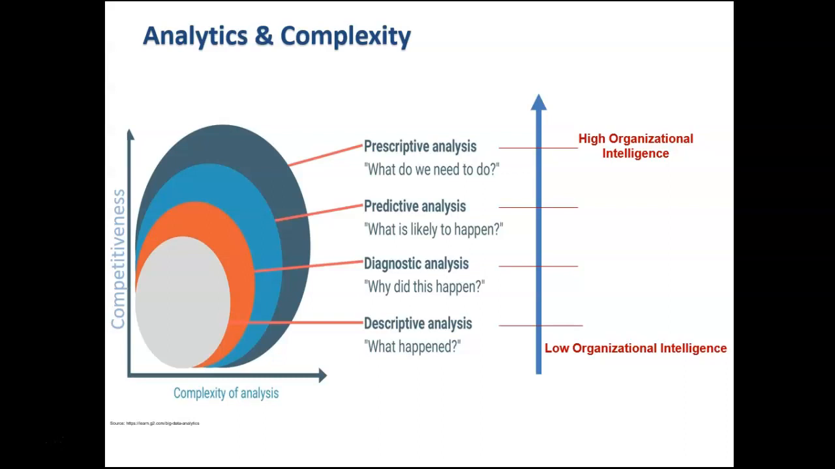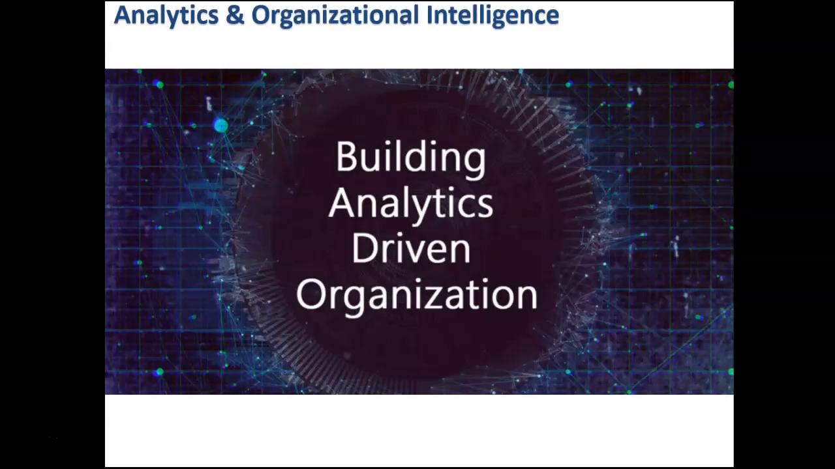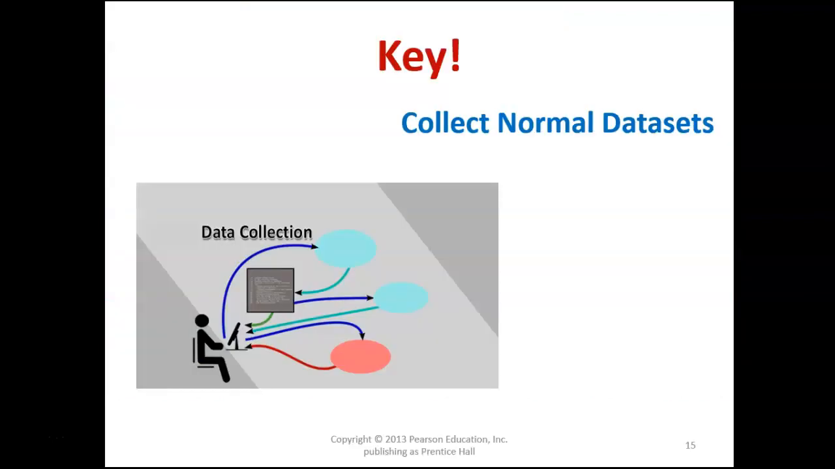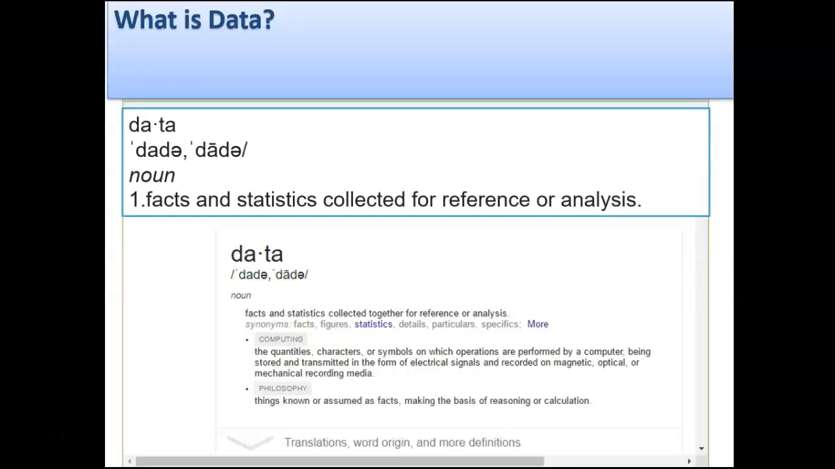Low organizational intelligence usually uses descriptive statistics or analytics, but organizations can have higher organizational intelligence when they are able to apply all the way up to prescriptive analytics. Building analytics-driven organizations. The key concept here is to collect normal data and create normal data sets. Data is facts and statistics collected for reference or analysis.